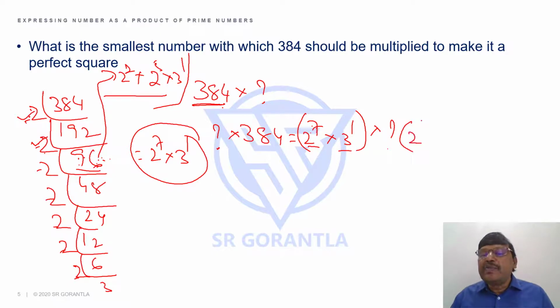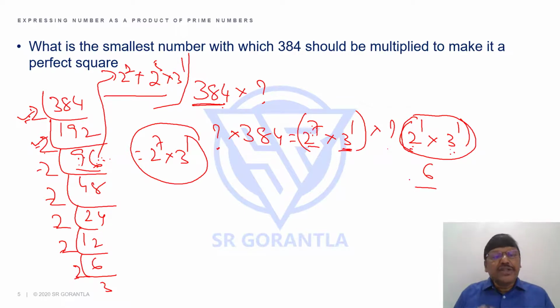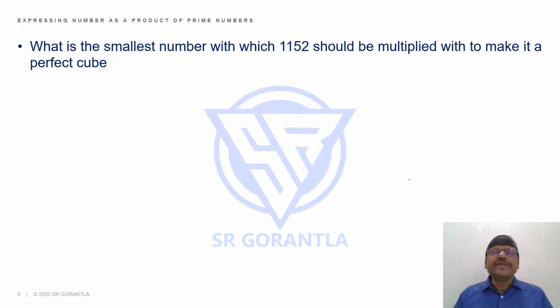If I multiply with 2 power 1, 2 power 7 into 2 power 1, 2 power 8, the power is an even number, so it's a perfect square. Similarly, 3 power 1 is there; if I multiply with another 3 power 1, 3 power 1 into 3 power 1, 3 square, that will become a perfect square. So the least number with which you should multiply, 2 power 1 into 3 power 1, is 6. This is how you get questions, students. In quite a few exams, you get such questions. Bank exams, SSC, some of the local MBA entrances, you get this. Right? Okay, let's go to the next one.